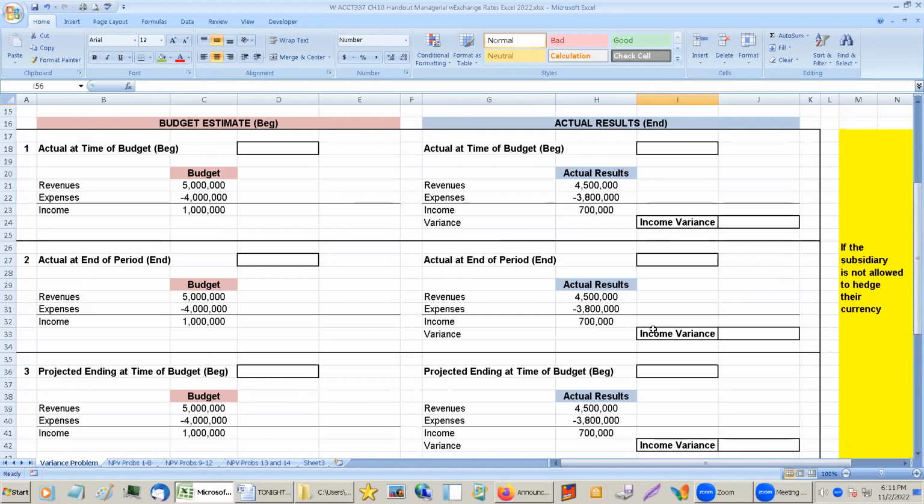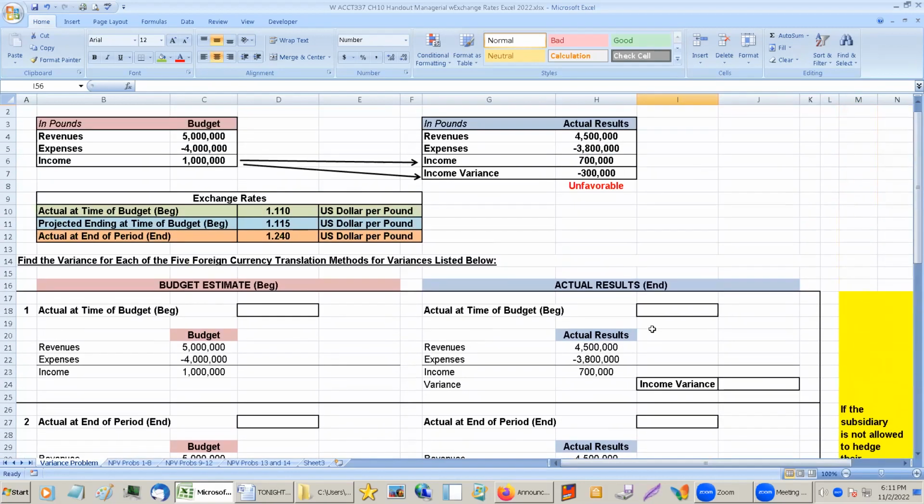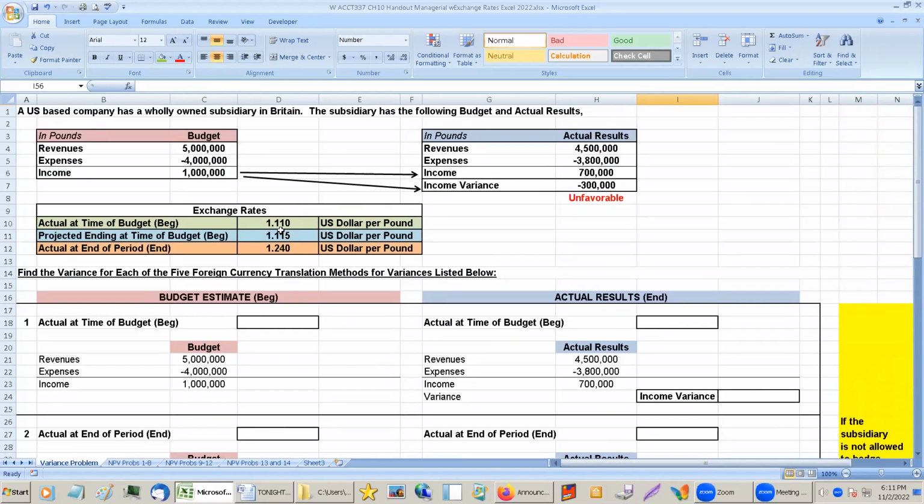Okay. Well, let's see. This actually is not too bad. It looks bad, but it's not. Okay, so the first one is the actual at time of budget. So this is the rate we're looking for: the exchange rate actual at time of budget from 10. And it's going to be the same thing here. Hey, got rid of my box.